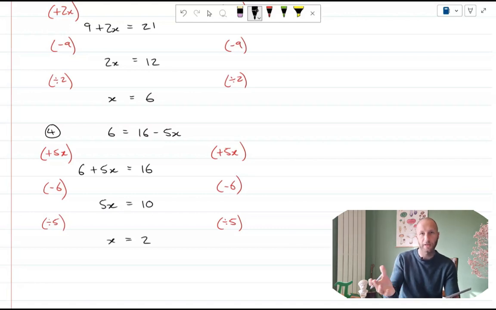And remember, the x can be replaced with any letter here. If it's a y or an a or a c, it would work in exactly the same way. It would just be that letter the whole way through. So four examples there on dealing with some negative x terms.